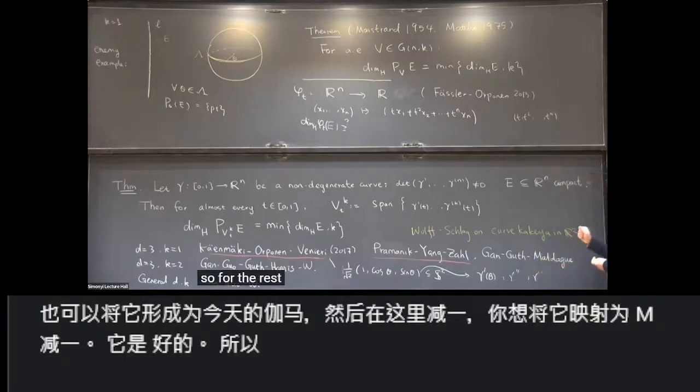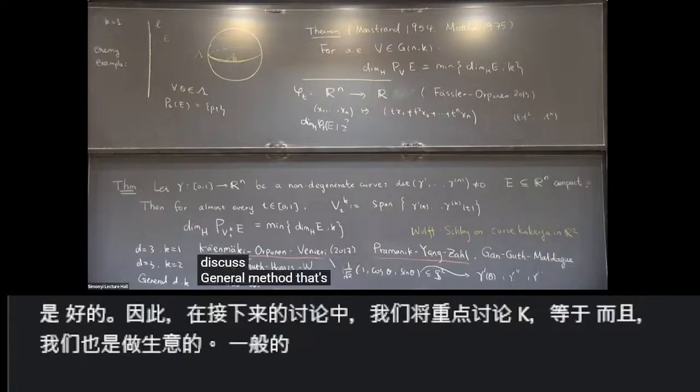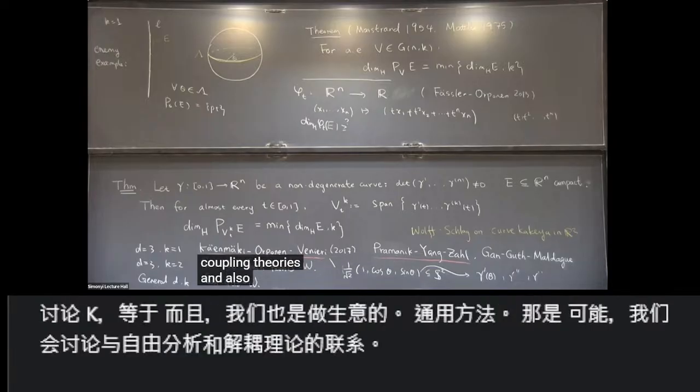So for the rest of the talk, we'll focus on K equals 1, and we will discuss a general method, its connection to Fourier analysis and decoupling theory, and also say something in the end about where this method works well and where it doesn't.